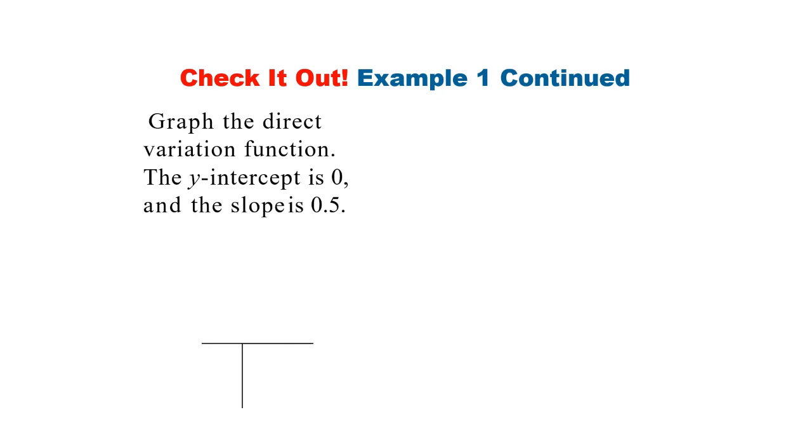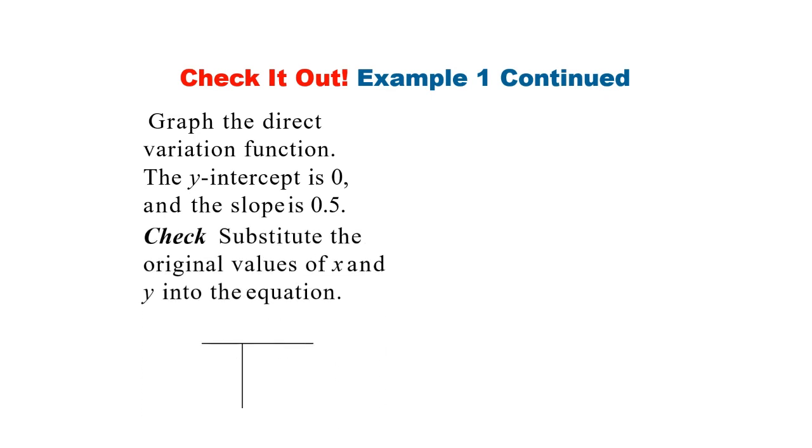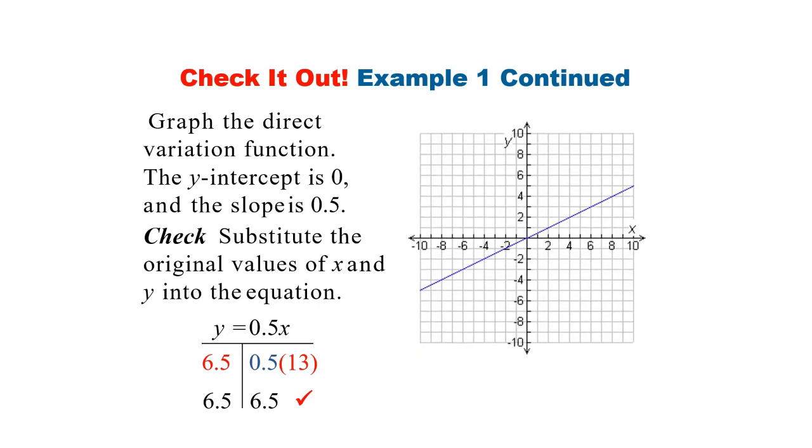And then check the value. Substitute the original values of x and y in the equation y equals 0.5x. So it becomes 6.5 equals 0.5 times 13. Now you may observe both are equal to 6.5 and the graph forms a straight line.